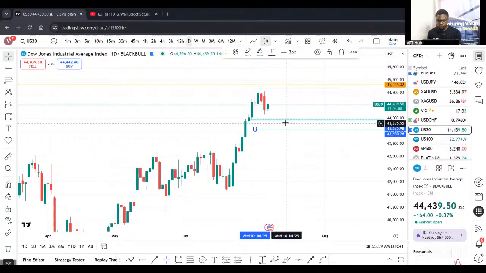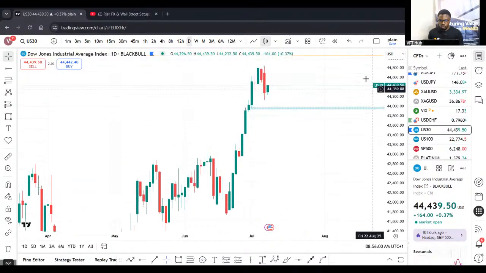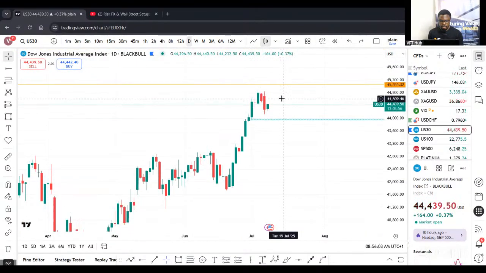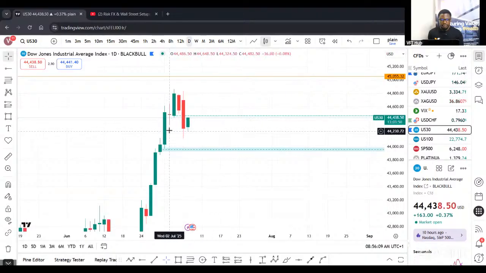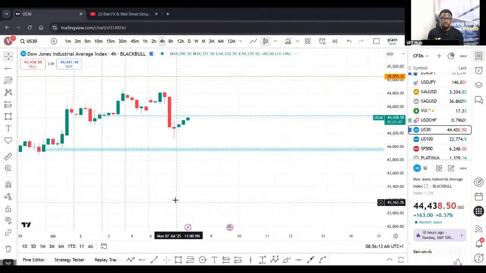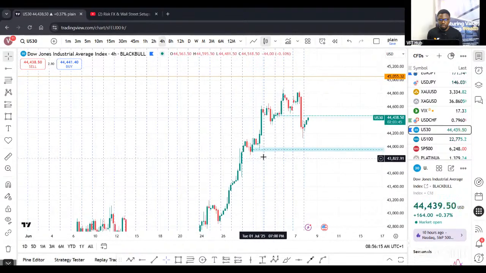So what would I expect? What should I expect going on this morning? Price has tested the fair value gap. I want to see the bullish rally continue, right? I want to see that bullish rally continue.